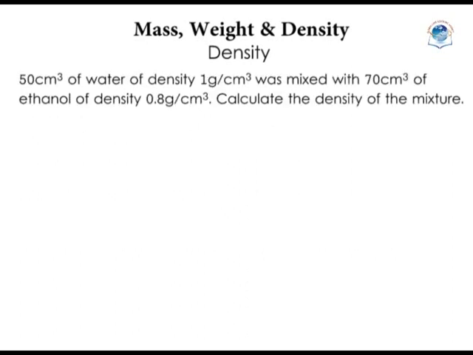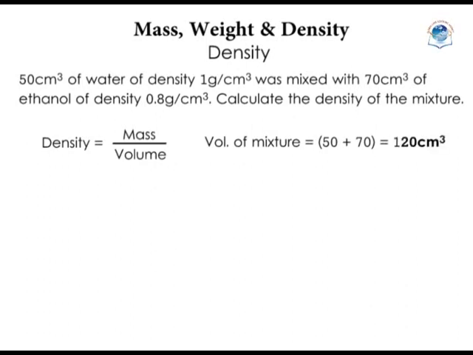Let's take an example. 50 cubic centimeters of water of density 1 gram per cubic centimeter was mixed with 70 cubic centimeters of ethanol of density 0.8 grams per cubic centimeter. Calculate the density of the mixture. Density is equal to mass over volume, and so we need to find the total mass of the mixture and the total volume of the mixture. For the volume, it's straightforward, 50 plus 70 to give 120 cubic centimeters. For the mass, we shall use each density and volume to find it.